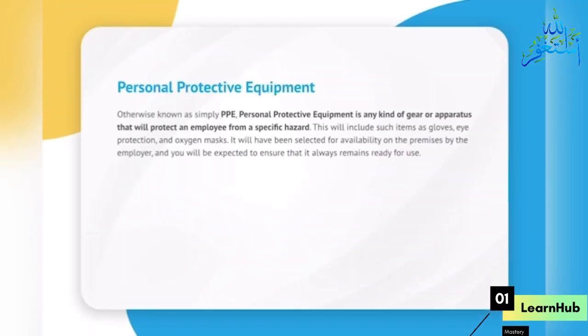Personal protective equipment. Otherwise known as simply PPE, personal protective equipment is any kind of gear or apparatus that will protect an employee from a specific hazard. This will include such items as gloves, eye protection, and oxygen masks. It will have been selected for availability on the premises by the employer, and you will be expected to ensure that it always remains ready for use.